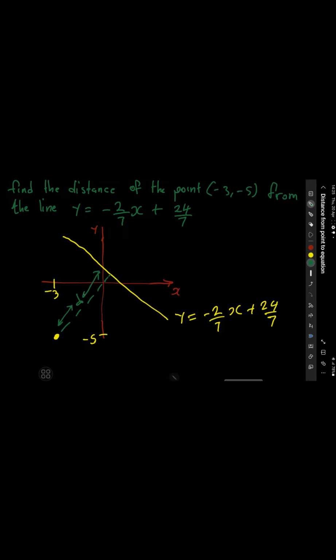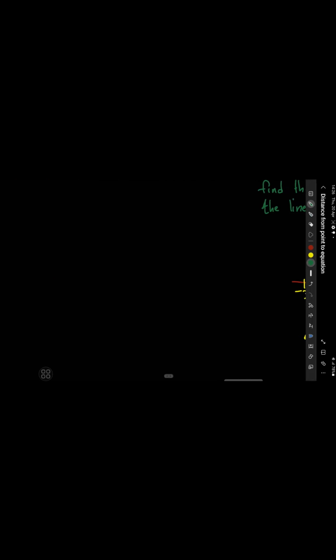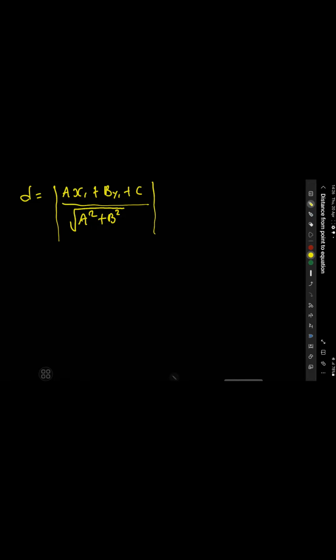So I'm going to show you just a simple method that can help you get this answer quickly. We'll be using this formula, which is D is equal to the modulus of A x1 plus B y1 plus C, over the square root of A squared plus B squared, with everything in modulus since distance has to be positive.